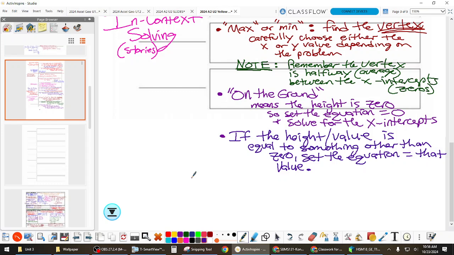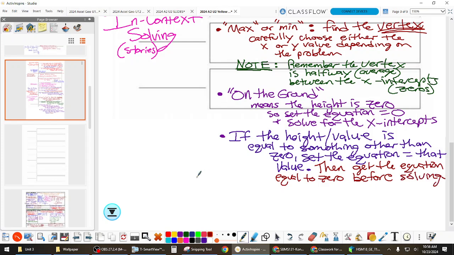Okay. No, we can't. So then get the equation equal to 0 before solving. We can do an example of that after you're done writing.